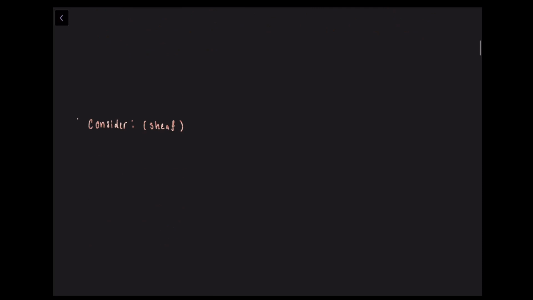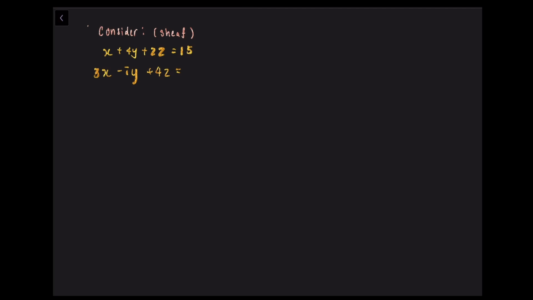Consider again the system of equations given below, which formed a sheaf. We have x plus 4y plus 2z equals 15. 3x minus 7y plus 4z equals 1. 11x minus 13y plus 16z equals 33. In matrix form, these equations become, you put in the brackets and place all the numbers in. So we have 1, 4, 2, 15, 3, negative 7, 4, 1, 11, negative 13, 16, and 33.